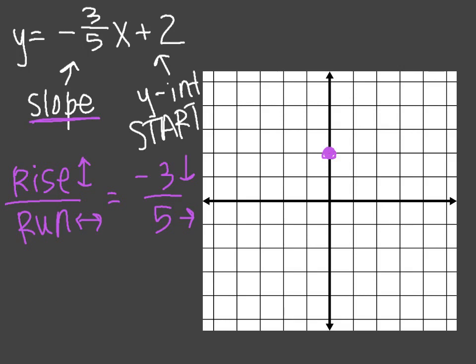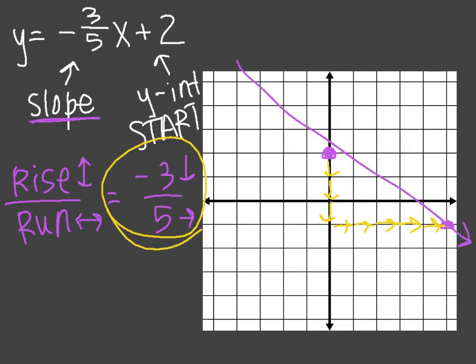So from my y-intercept, or from my plus 2, I'm going to go down 3 spots and to the right 5 spots to make a new point. So again, I just went down 3 spots and to the right 5 spots using my slope. And now that I have these 2 points, I can connect them to make a line.